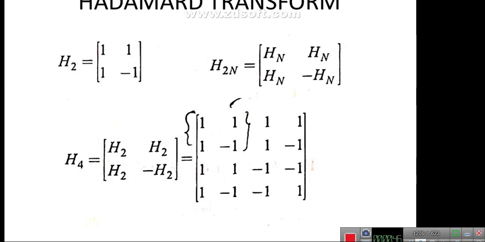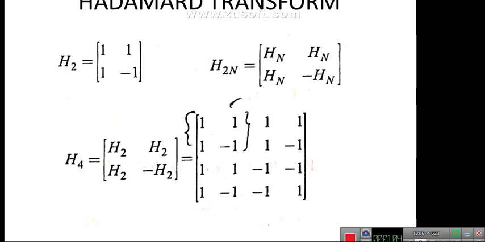First H2. This is the fixed coefficients for H2: 1, 1, 1, minus 1. Now to obtain the Hadamard transform matrix for n equal to 2, we can obtain H4, 2 into 2, 4, which is equal to this. Just substitute n equal to 2.